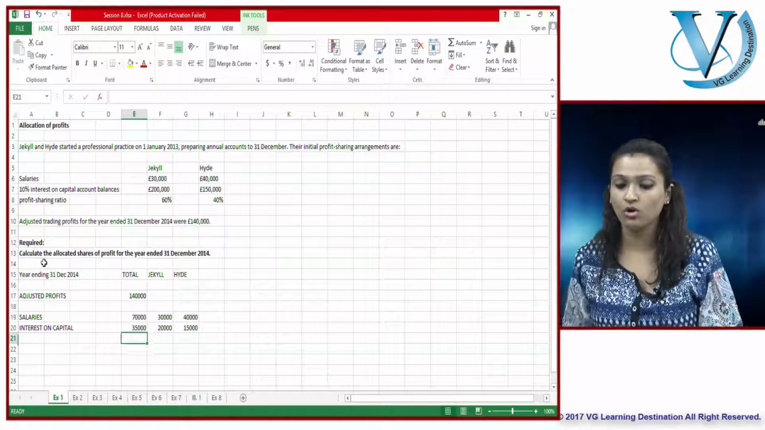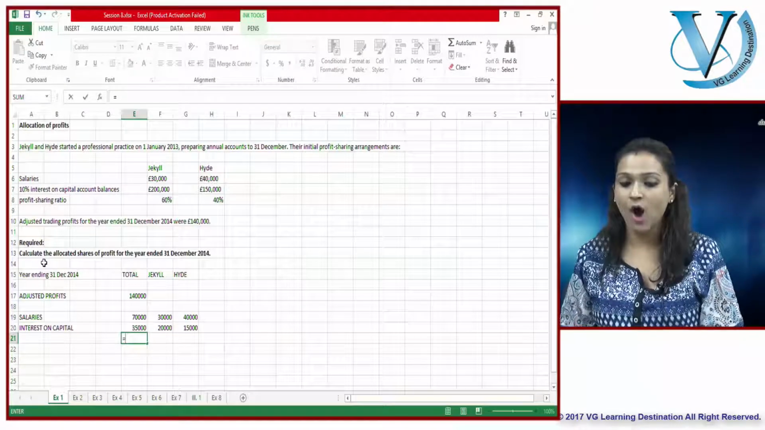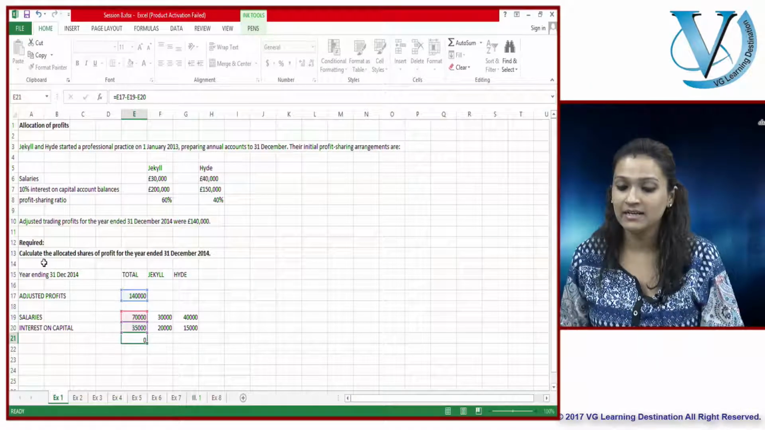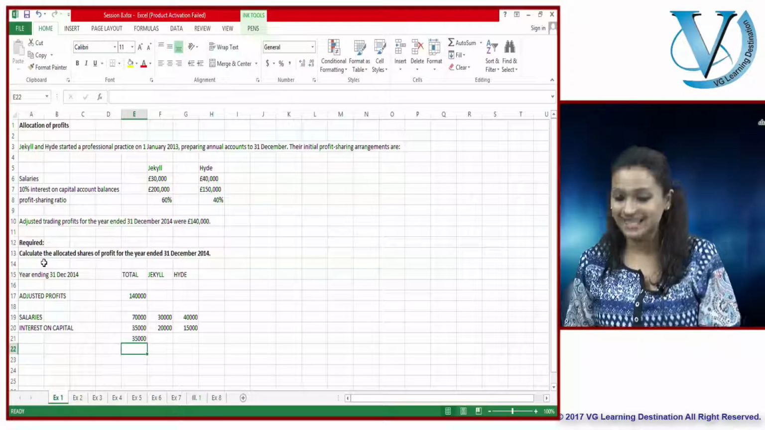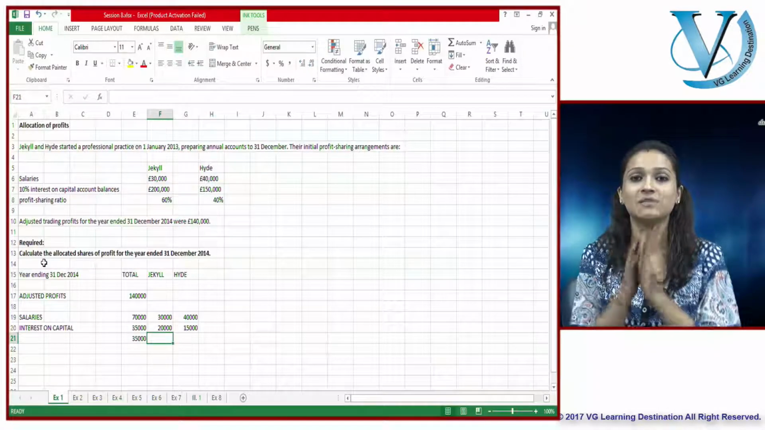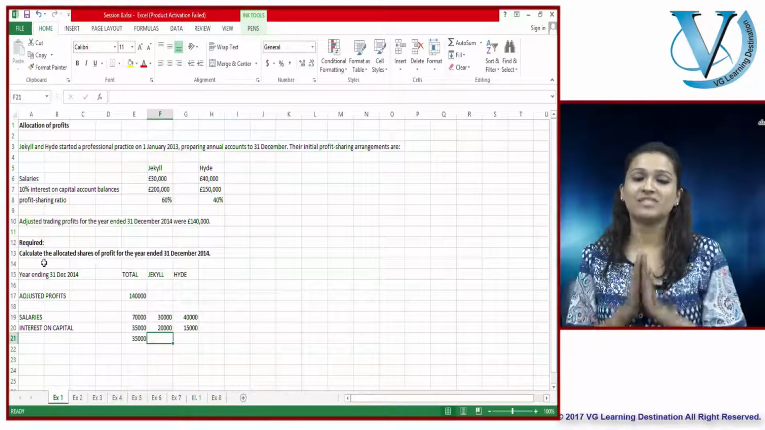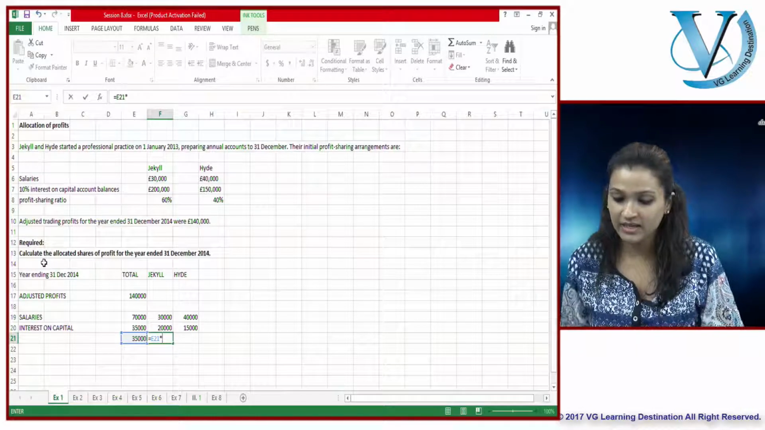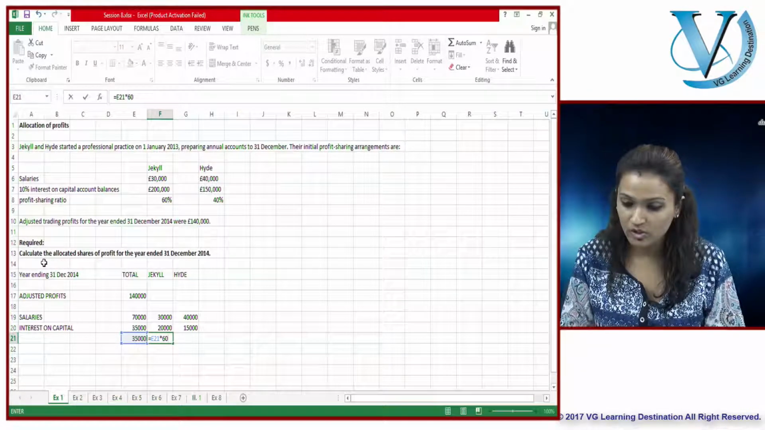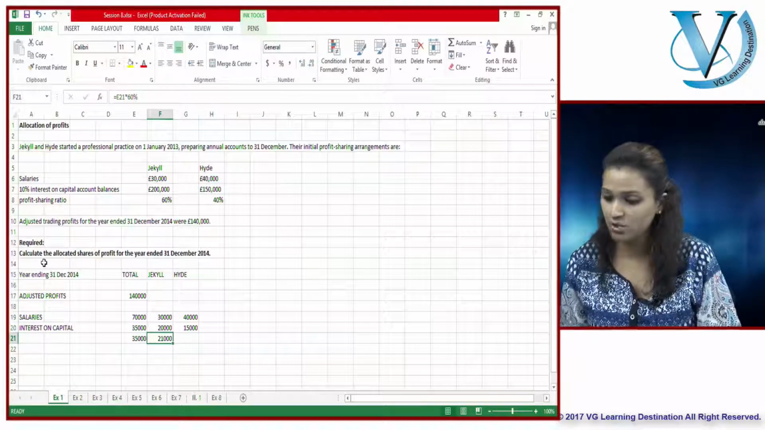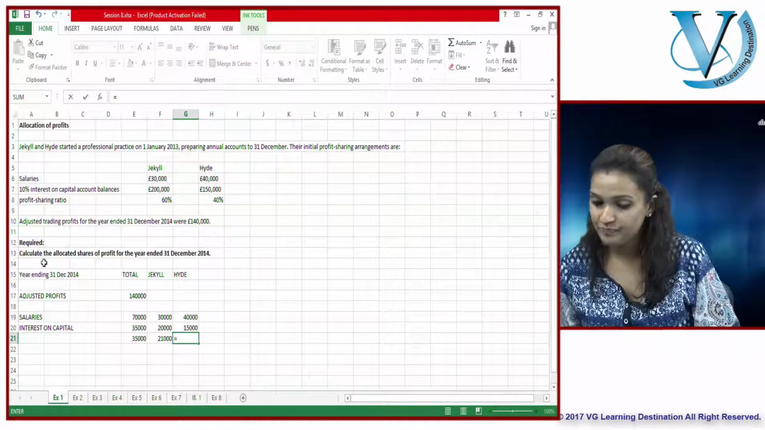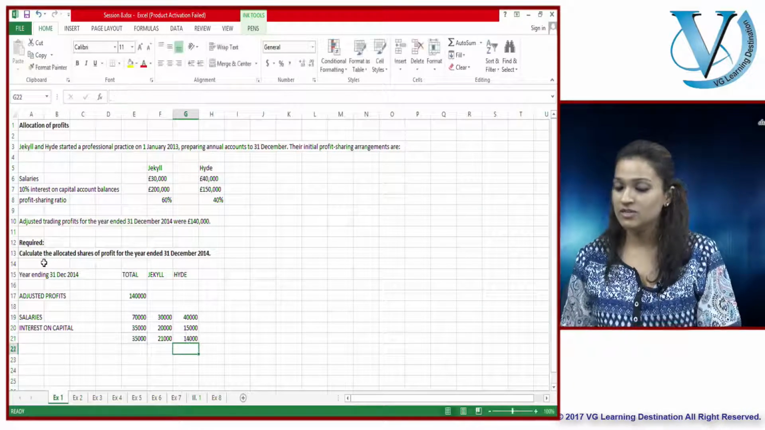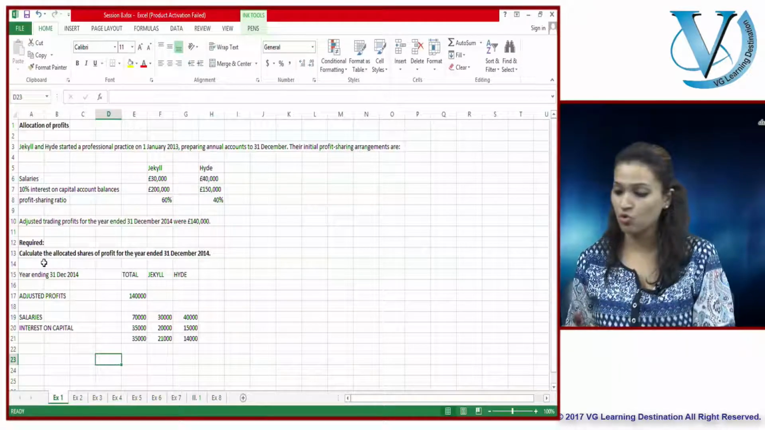Now out of your total of 140,000 pounds, how much is left to be allocated as profits? Another 35,000 pounds is left to be allocated as profits in the profit sharing ratio, which is 60-40. So let's divide this 35,000 pounds in the 60-40 ratio, which has been told to us. So 21,000 pounds goes here, and 35,000 multiplied by 40% goes here. So this is the allocation amongst the two partners.